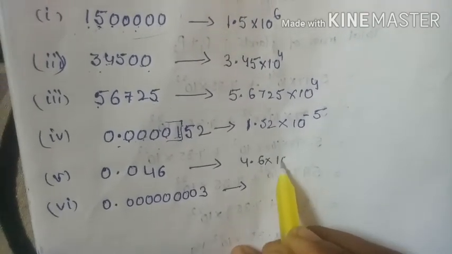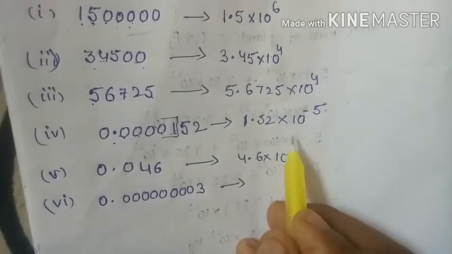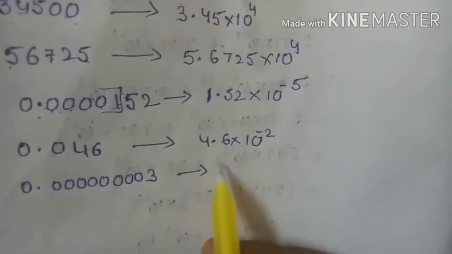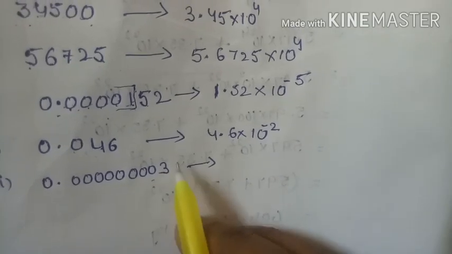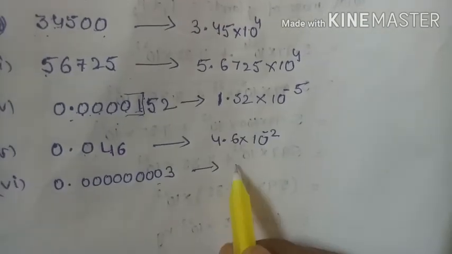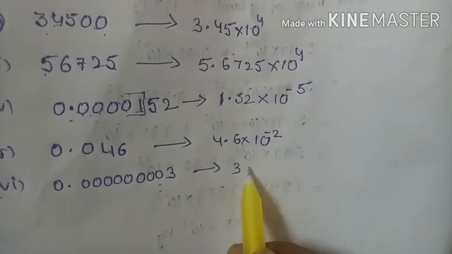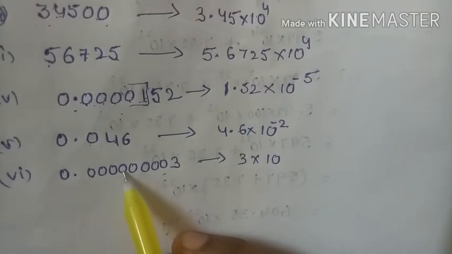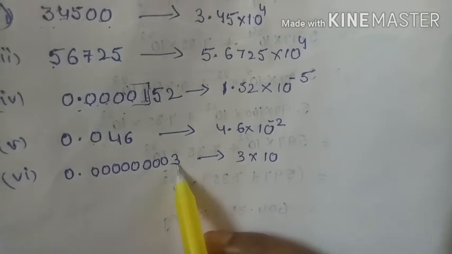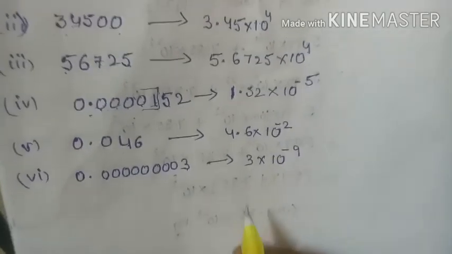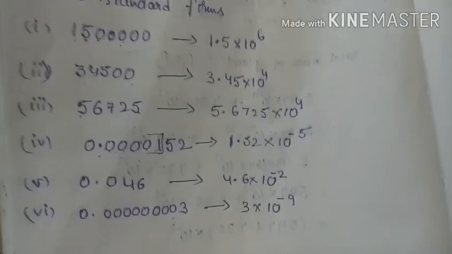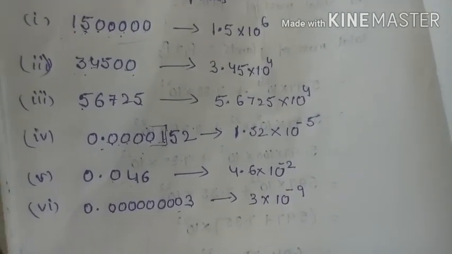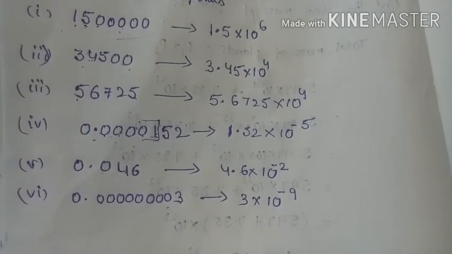4.6 into 10 power 1 2 only. So negative 2. Okay. Next one. Last one, 3 into 10 power, count it 1 2 3 4 5 6 7 8 9. So negative 9. So in this way we will write the standard form of very large and very small numbers. Okay, good.